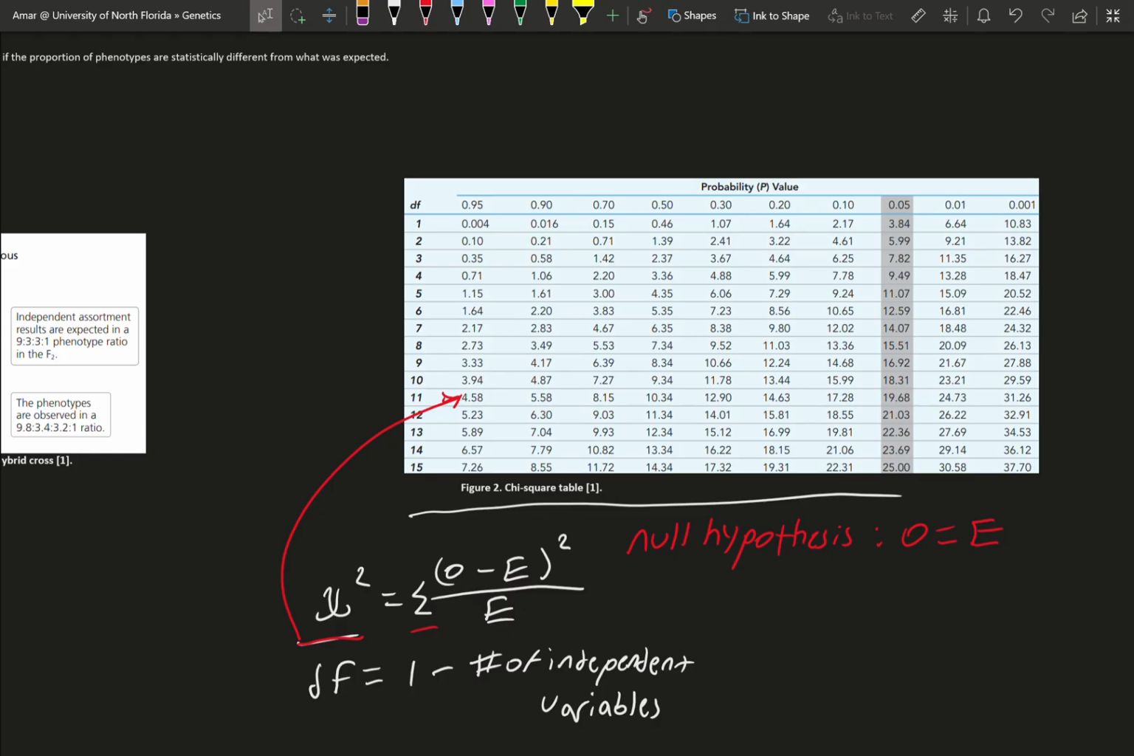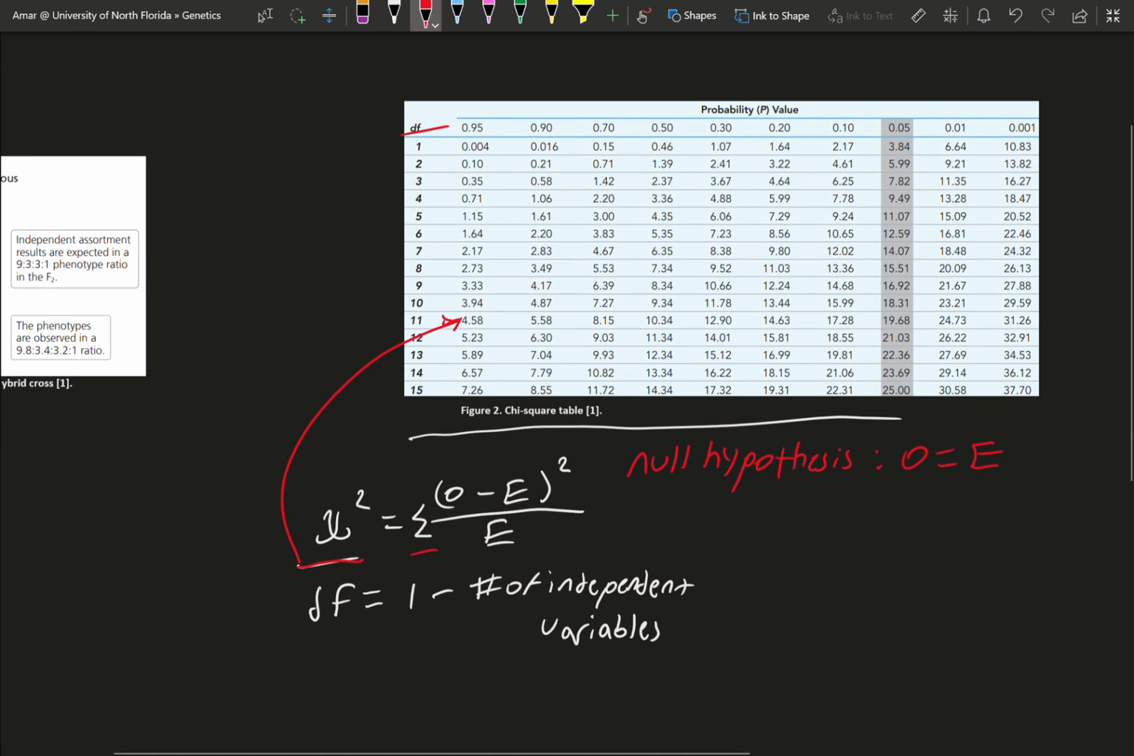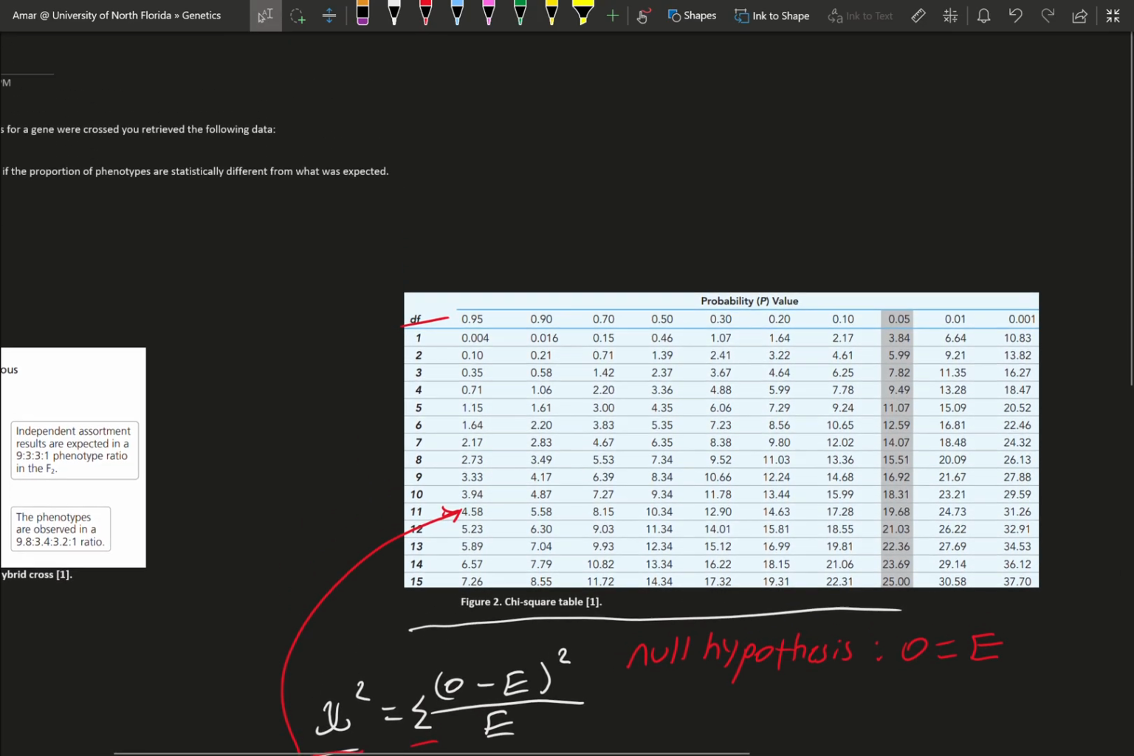Another thing you're going to realize if you look at this table is something called degrees of freedom. The degrees of freedom is typically written down as the number of independent variables minus 1, and we're going to go over some examples on that too. So that's a really quick rundown on chi-square.